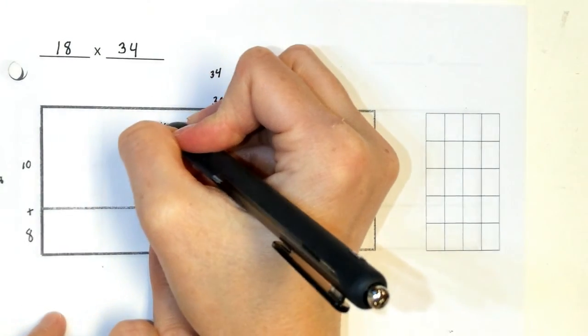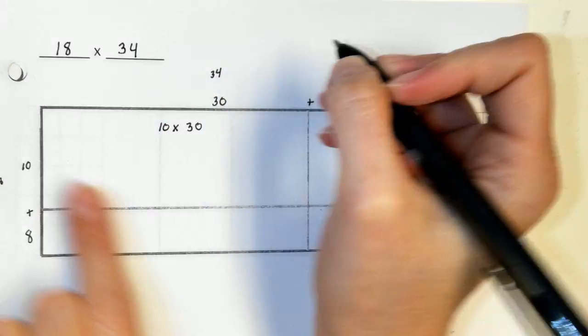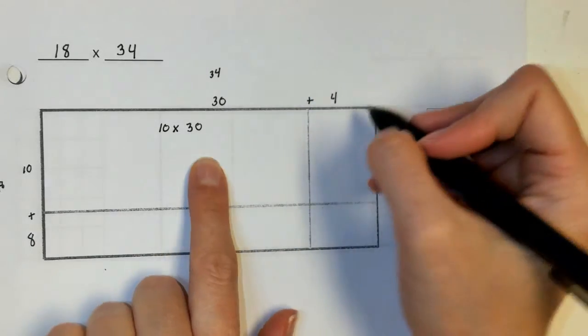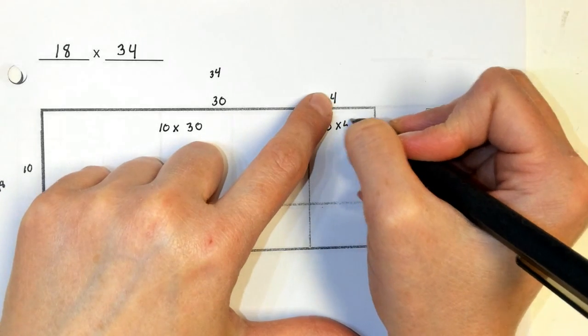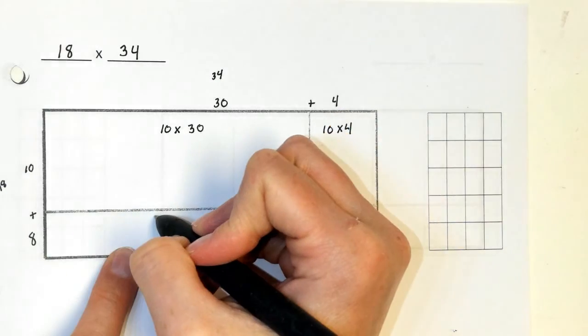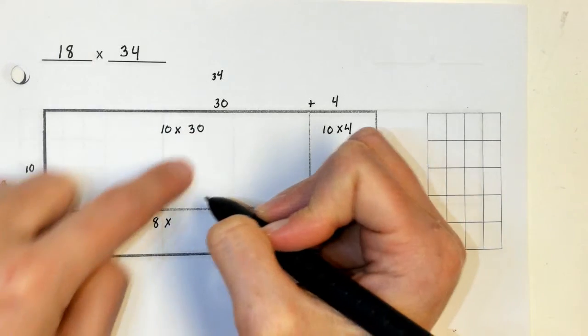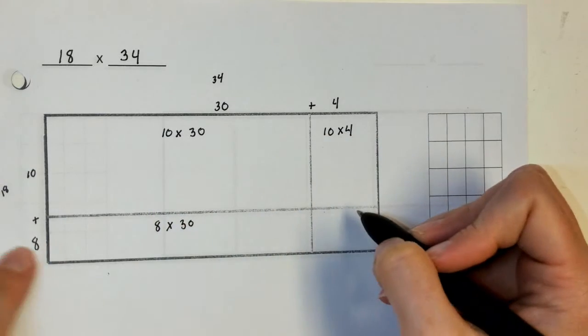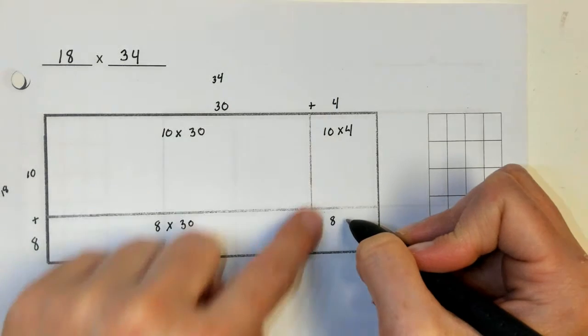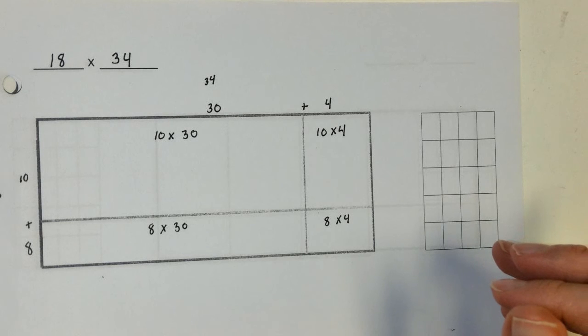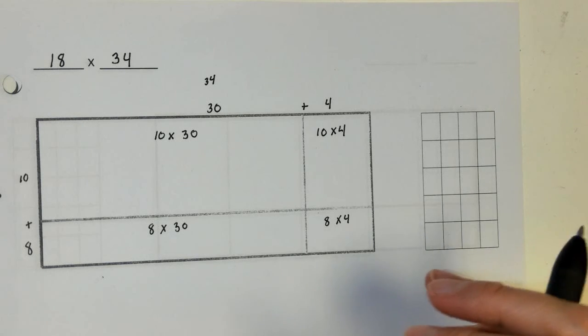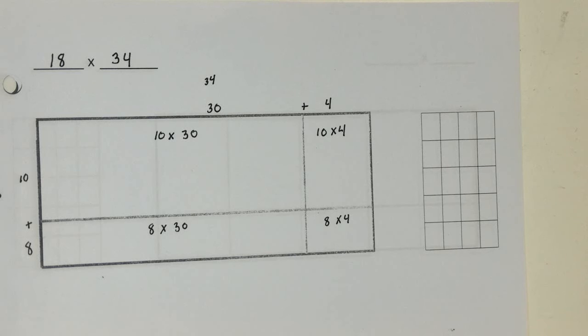Okay. I'm multiplying my parts. So I have 10 times 30. So what's on the side times what's on the top? Well, we don't have the products yet. So, okay, I'm still multiplying the parts.